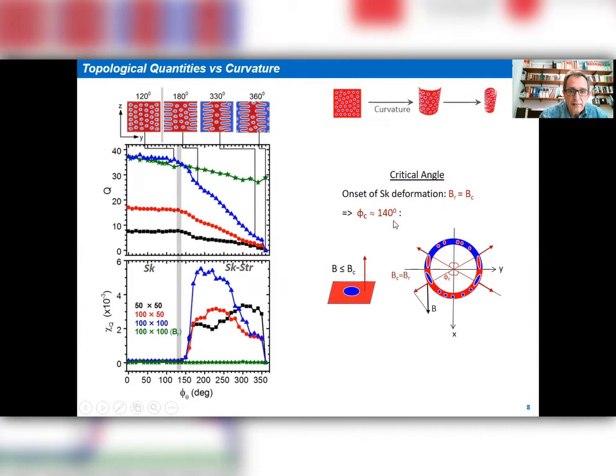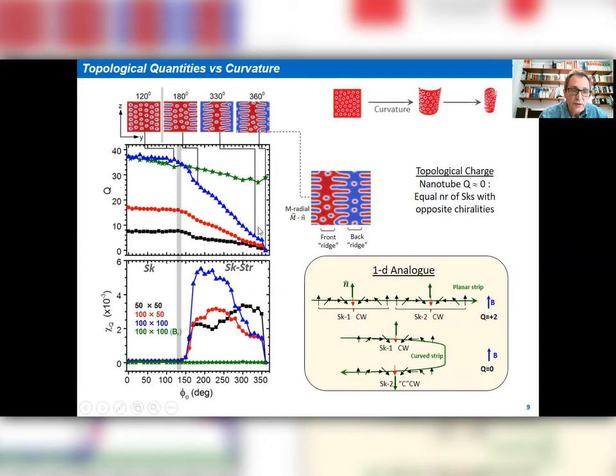Now, we understand this behavior in the following sense: we know that for a planar case, there is a critical field below which skyrmions cannot be stabilized on the planar surface. Similarly, for the nanotube, in a homogeneous field, there is always a radial component of the magnetic field. So when this radial component becomes lower than the critical value, the skyrmion becomes destabilized. It's elongated and then it disappears. From this argument, we can calculate the critical angle for a nanotube, and actually this agrees with the value we find in the simulations.